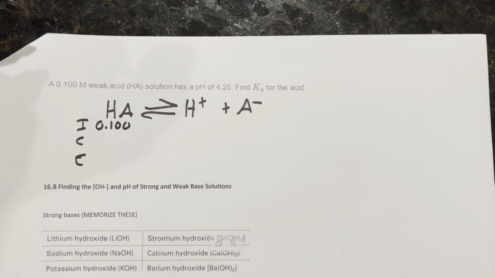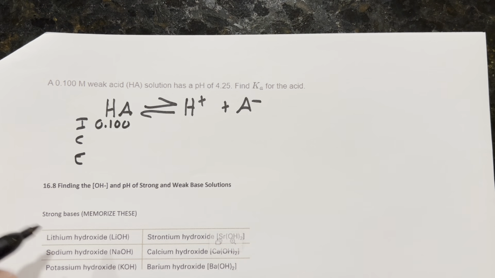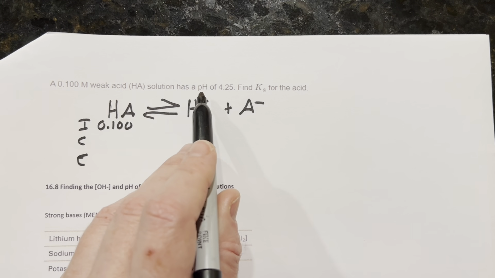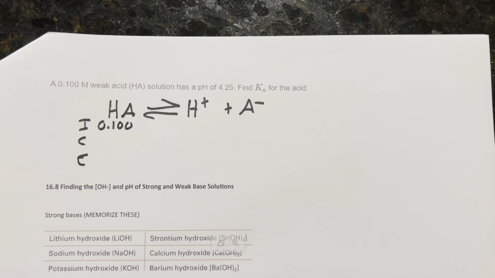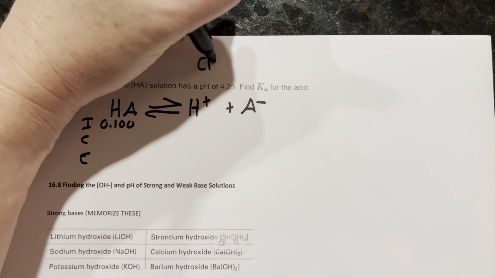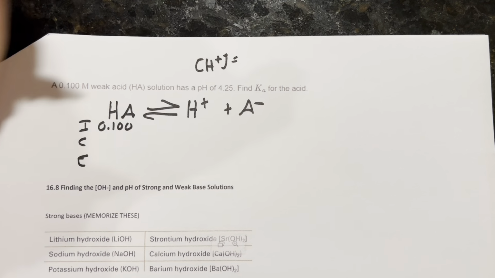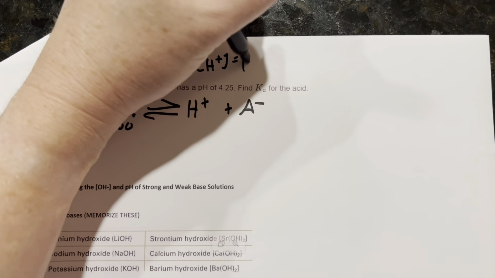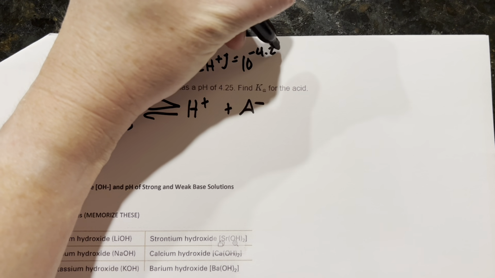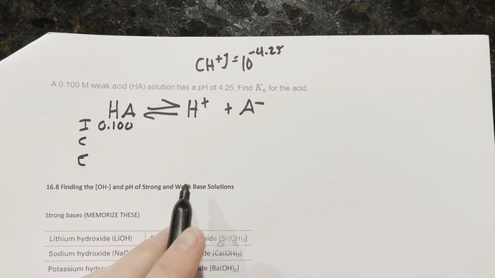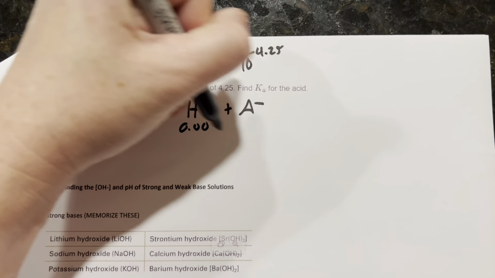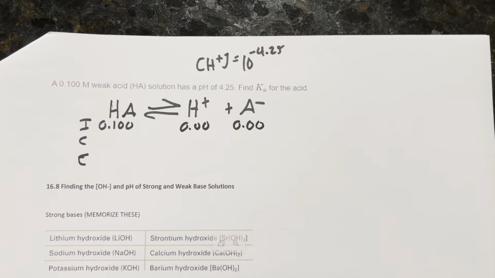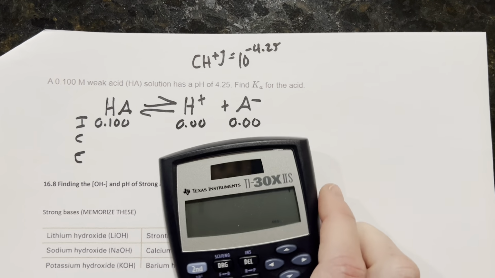We don't know a lot, but if you want to start by doing X's, you're going to have to stop yourself because we do have some extra information. It tells us our pH is 4.25. If our pH is 4.25, that means we can find our H plus concentration. That's going to be 10 to the negative 4.25. So that means right here at equilibrium, we can actually find this. We can do the zeros.